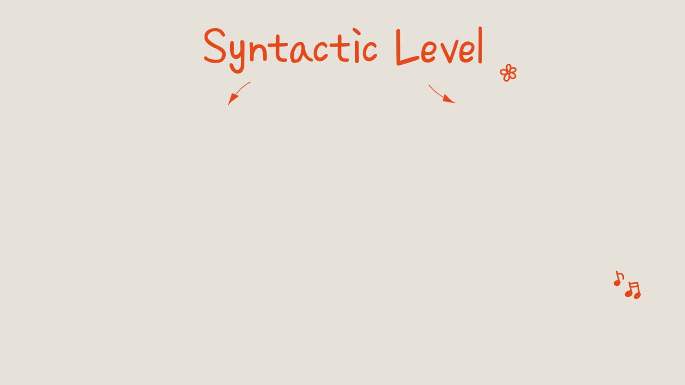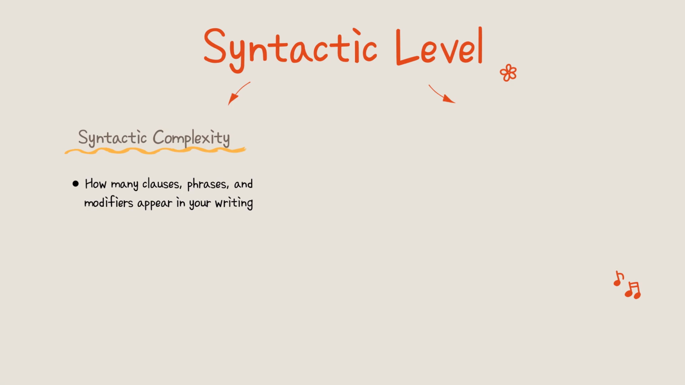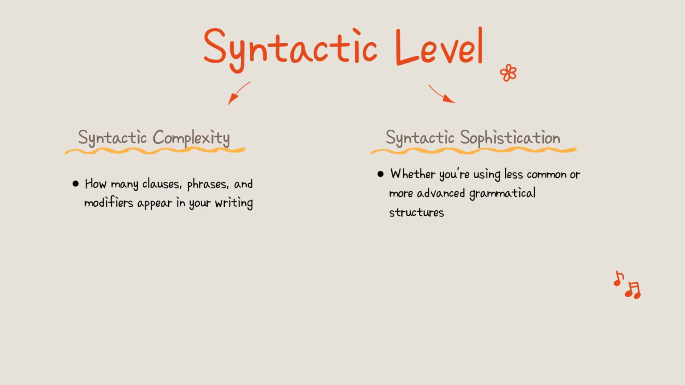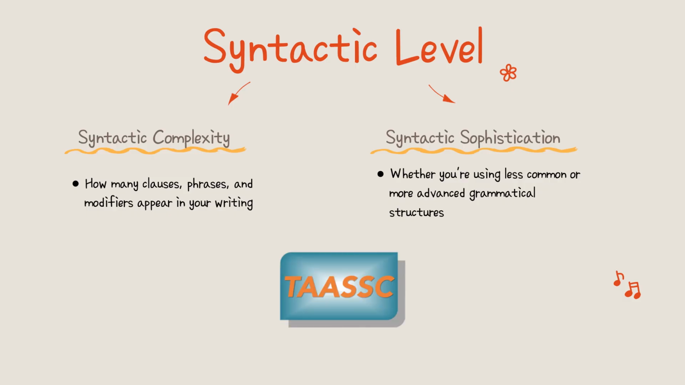Now let's look at the syntactic level, which focuses on how your sentences are structured. One aspect is syntactic complexity. This refers to how many clauses, phrases, and modifiers appear in your writing. For example, using multiple subordinate clauses or embedded phrases shows more complex sentence structure than simple, short sentences. Another aspect is syntactic sophistication. This looks at whether you are using less common or more advanced grammatical structures, such as noun clauses, passive constructions, or inversion. Both of these are analyzed using the TAASSC tool.